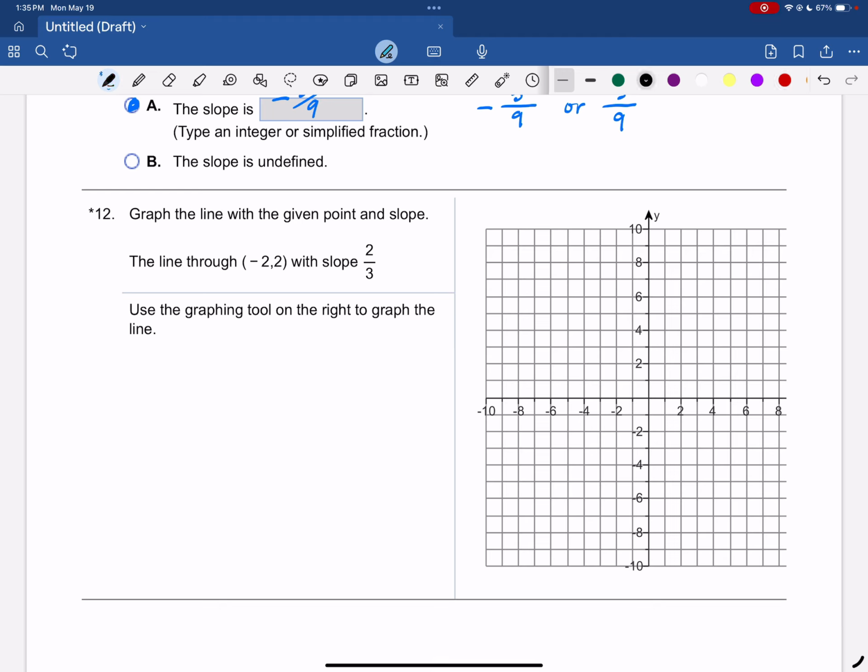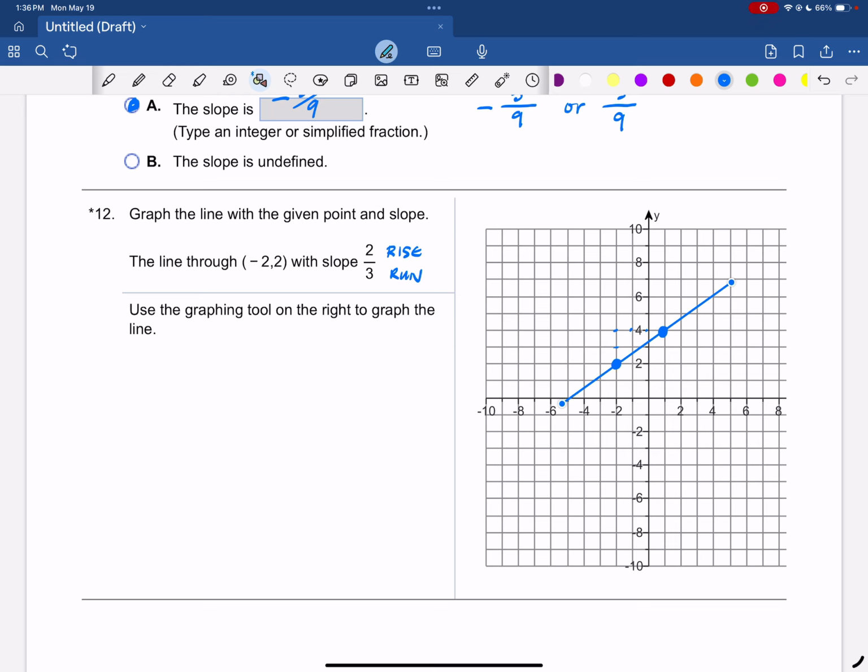I'm going to graph the line with a given point and slope. Okay, so we don't have the equation, but they tell us that the line goes to the point negative 2, 2. So the first thing I'm going to do is go negative 2 on the x and positive 2 on the y. I'm going to plot my point. And remember, my slope is rise over run. So that's really easy. I'm going to rise 2 and run 3, and I draw another point. And so now I can sketch in my line, put it through those 2 points.